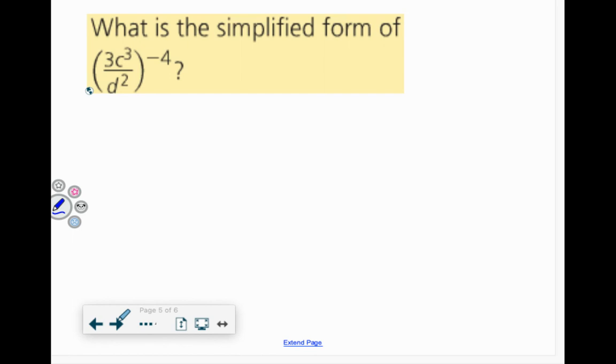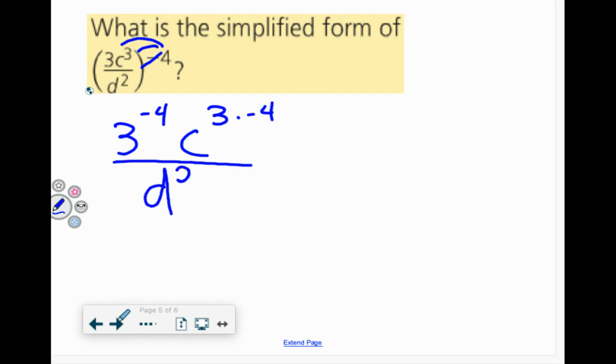Last one here. What is the simplified form of this? We're going to distribute that negative 4 to all of our terms. So we have 3 to the negative 4th, c to the 3 times negative 4, over d to the 2 times negative 4. We're distributing that negative 4. We learned last section, power to a power, we multiply them together. That's where we got that.